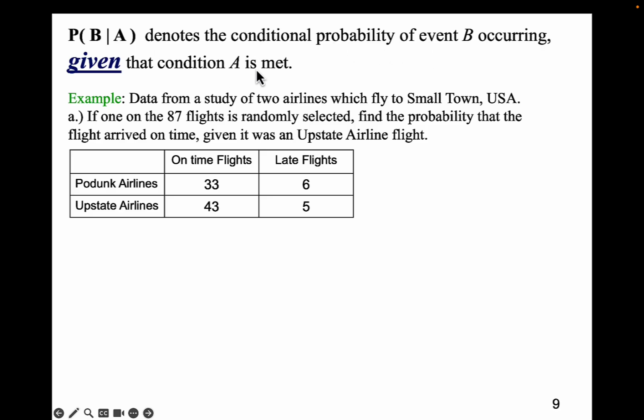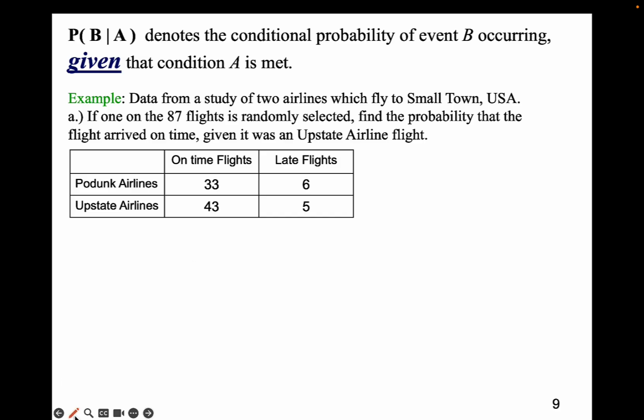Example: data from a study of 2 airlines which fly to small town USA is given here in this table. So we've got on-time flights and late flights, Podunk Airlines and Upstate Airlines. And we have a frequency table here. A, if one of the 87 flights is randomly selected, find the probability that the flight arrived on time given it was an Upstate airline flight.